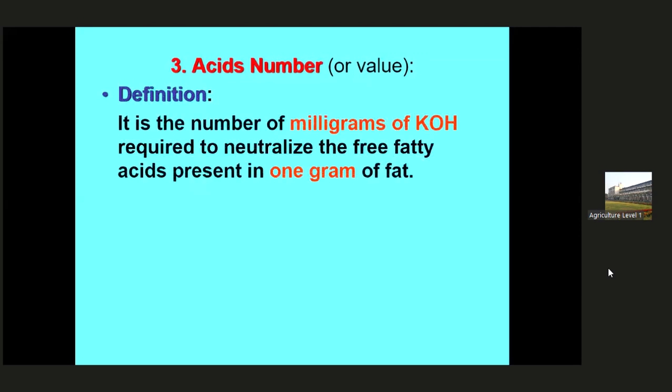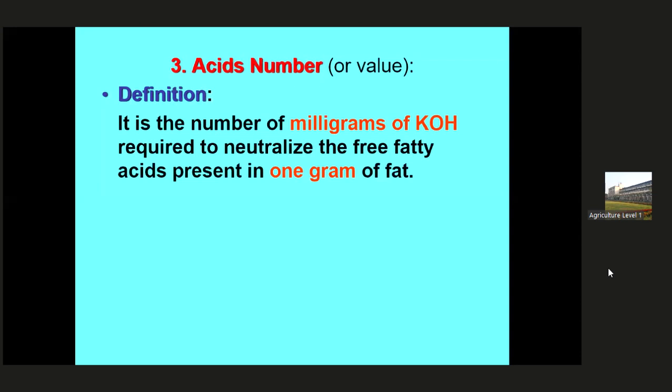The fatty acid that is produced should also be neutralized by potassium hydroxide, but this is not saponification; it is neutralization. In saponification, potassium hydroxide is added, it breaks down the ester linkage, and then reacts to produce soap. Here too soap will be produced, but the mechanism is different between the saponification number and the acid number.